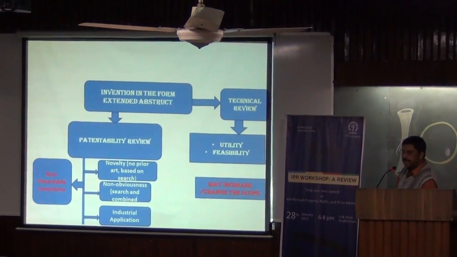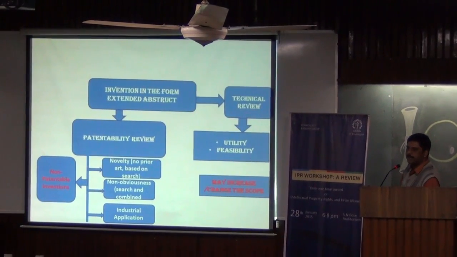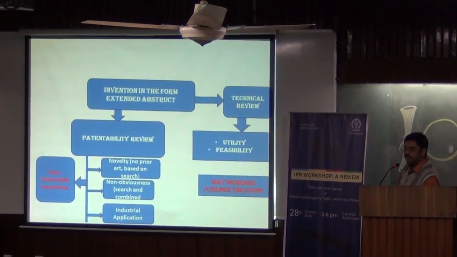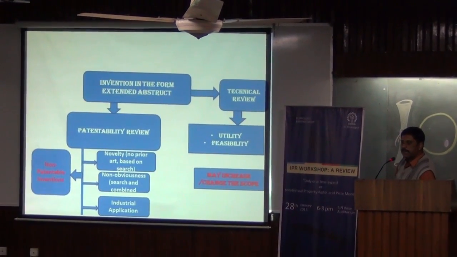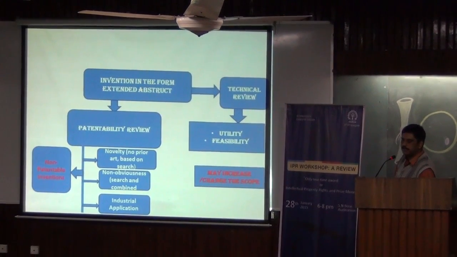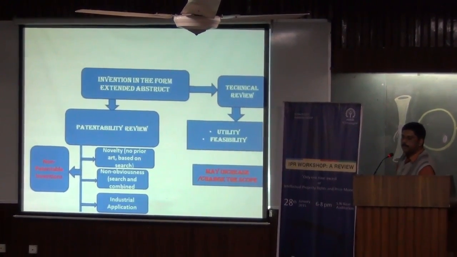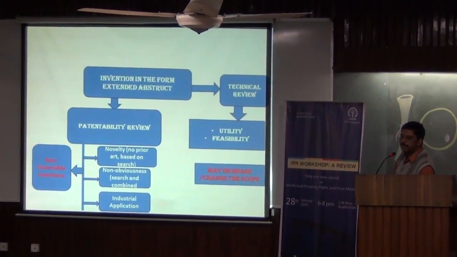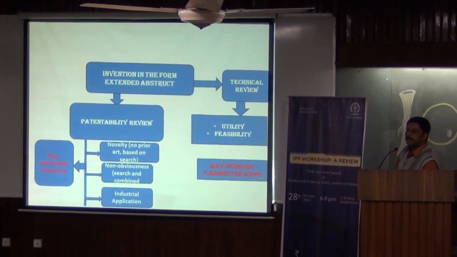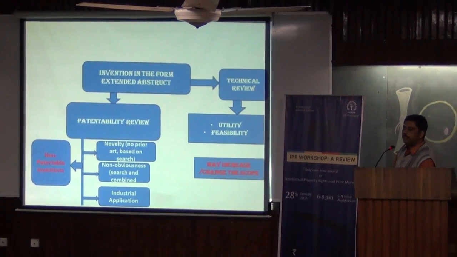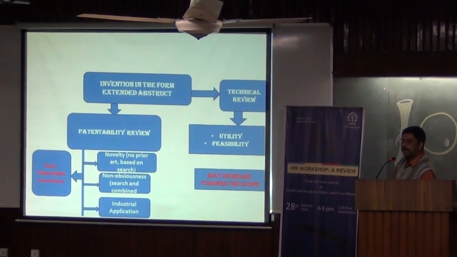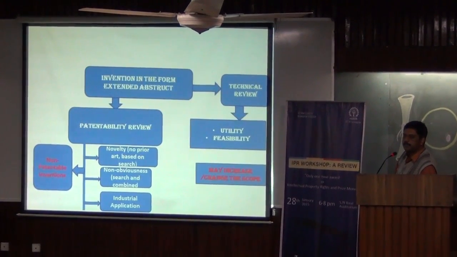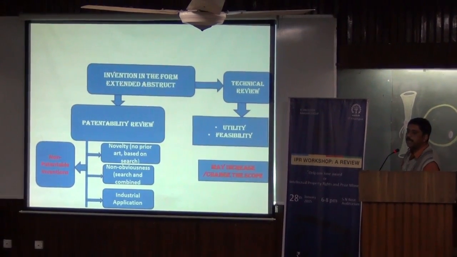In India, we have a two-tier opposition system, pre-grant and post-grant opposition. After the extended abstract and the corresponding patent specifications are submitted, they will be put up on the patent office website. Ultimately people throughout the world will get the information regarding your invention. So any person can challenge your invention on opposition grounds that it is not a novel invention.